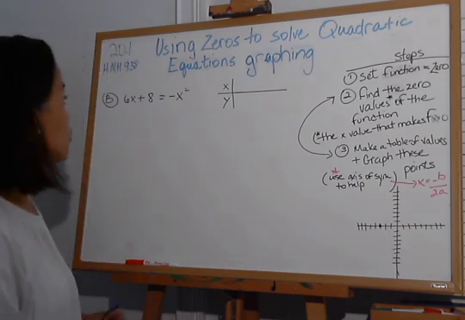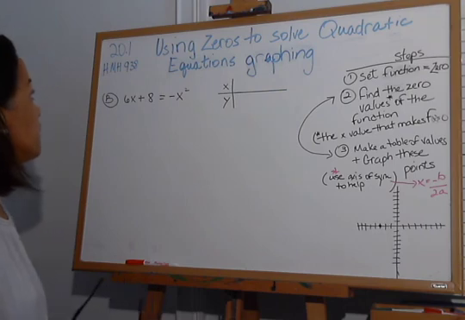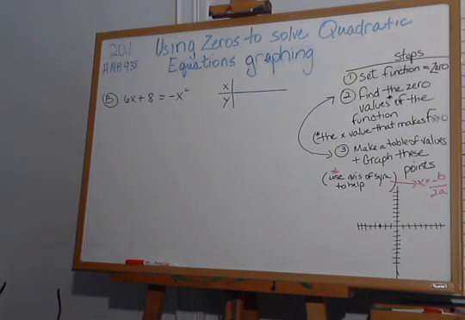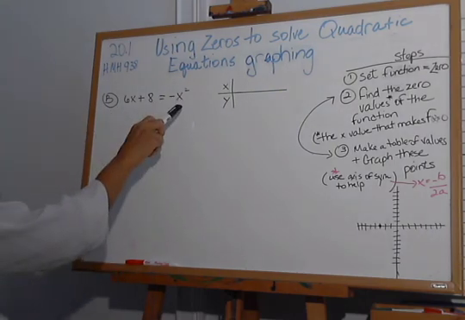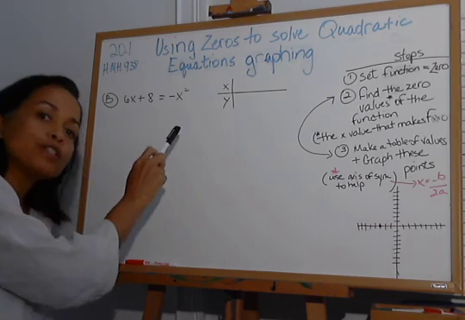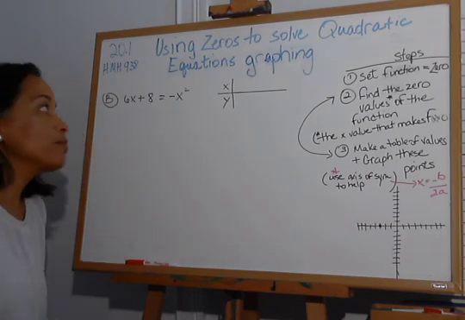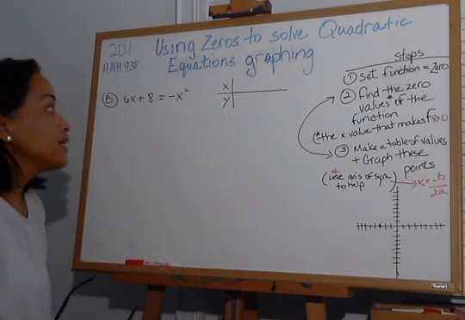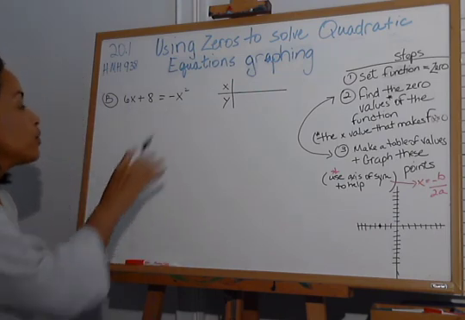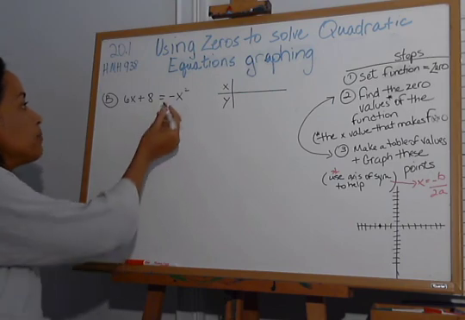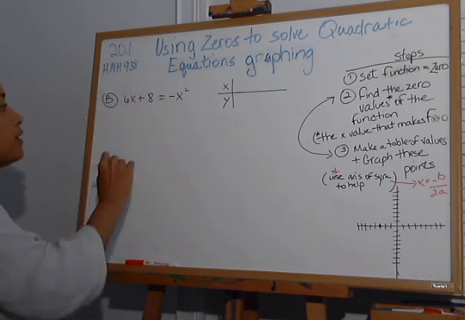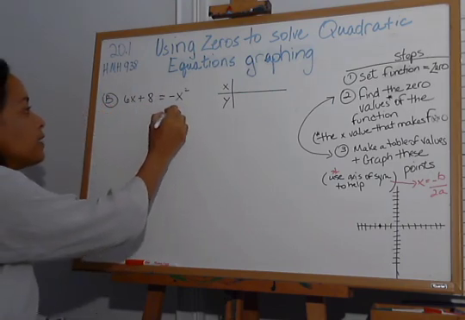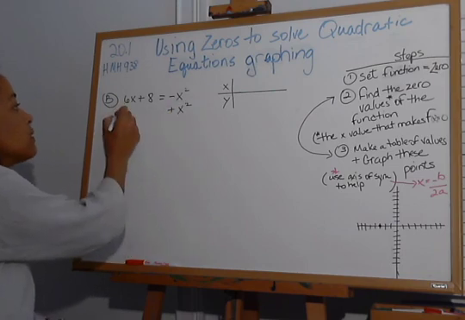Let's get going. So this is example B on page 939, I believe. And here they gave us the equation and it almost looks like the standard form. It's strange because the x squared is on the other side, but that's actually going to help us. So we're going to rewrite it and put the x squared on this side, and the way we're going to do it is by adding x squared to both sides.